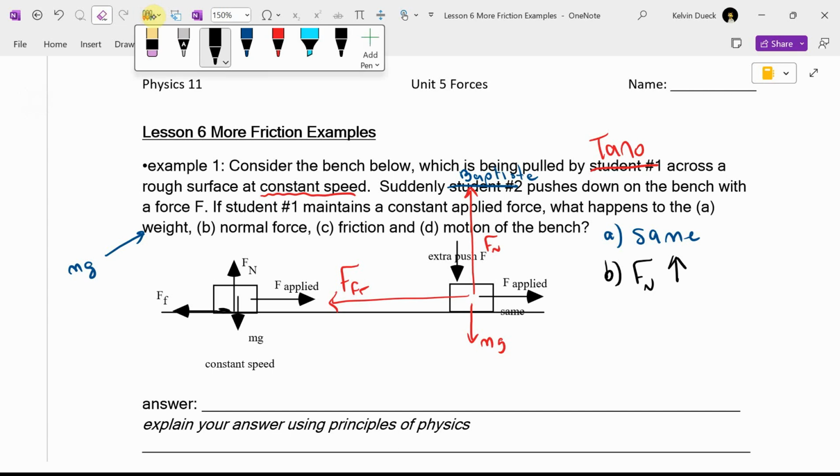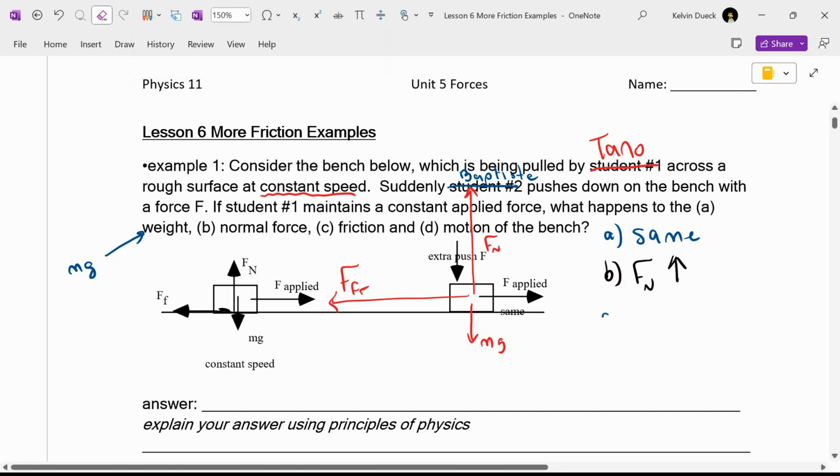Well, then, Callum, if the normal force got bigger, what happened to the force of friction? Bigger, smaller? Why? Because friction is what times what?